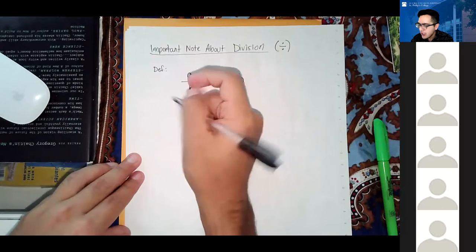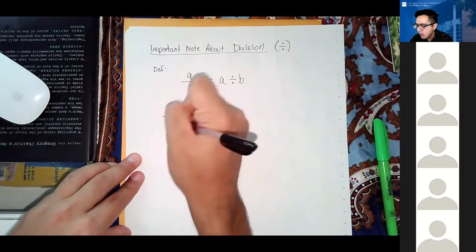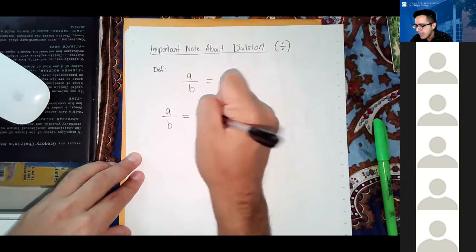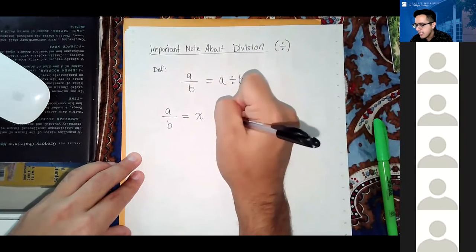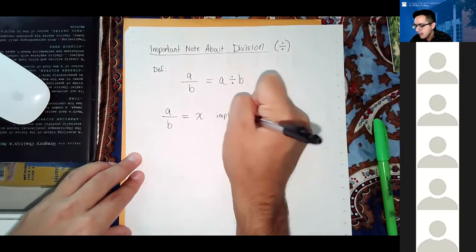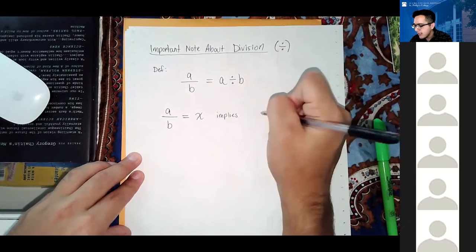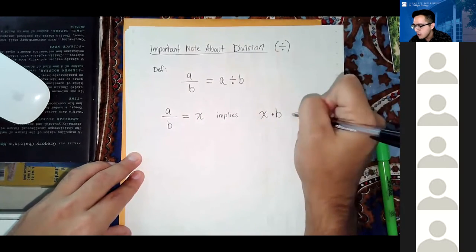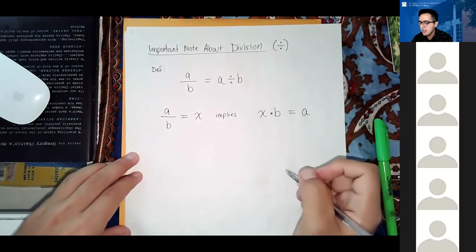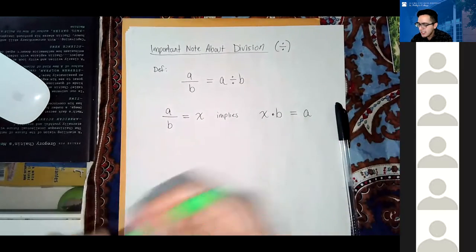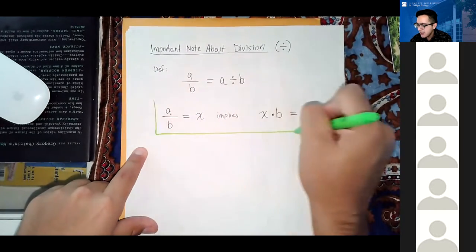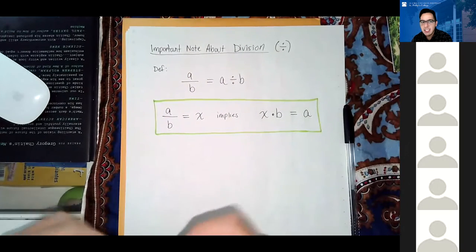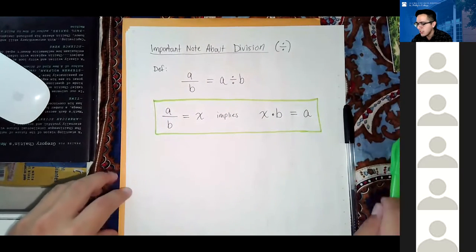Like if I had 21 over 7, it's easier to think of that as 21 divided by 7 and then simplify that to 3. But the definition of division is that if I have A over B, and that's equal to some number, let's say X, that implies that X times B should give me A. This is the definition of division, and it's a nice definition because it really defines it in terms of multiplication.